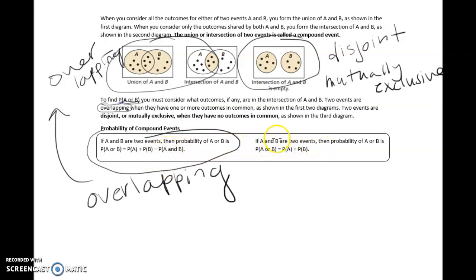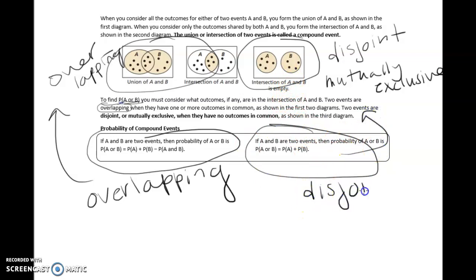The other one is if A and B are two events, the probability of A or B can be written as the probability of A plus the probability of B. This is the one that we use if our events are disjoint, or you could say mutually exclusive, because there's nothing in the middle, so there's nothing that we need to subtract. So this is what we're going to be talking about today, how we find the probability of ORs. We're going to do a few examples, but last time we really talked about and.